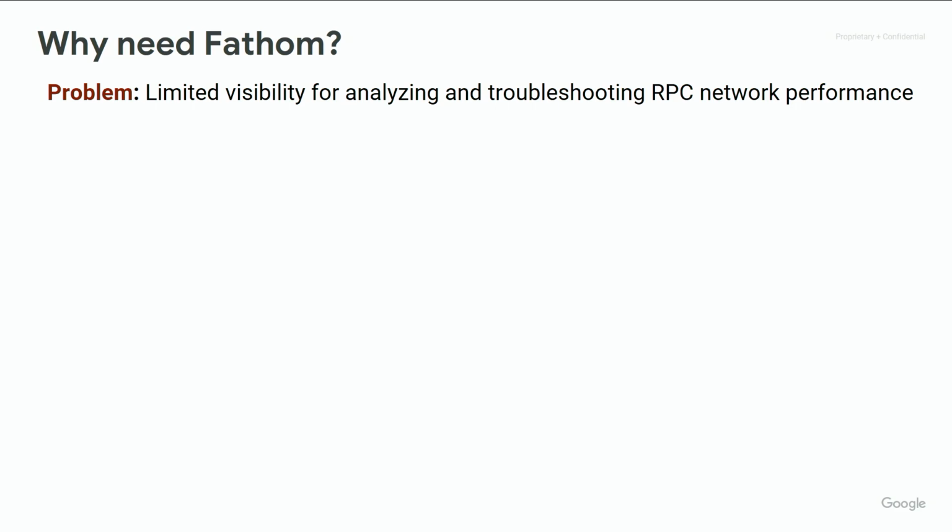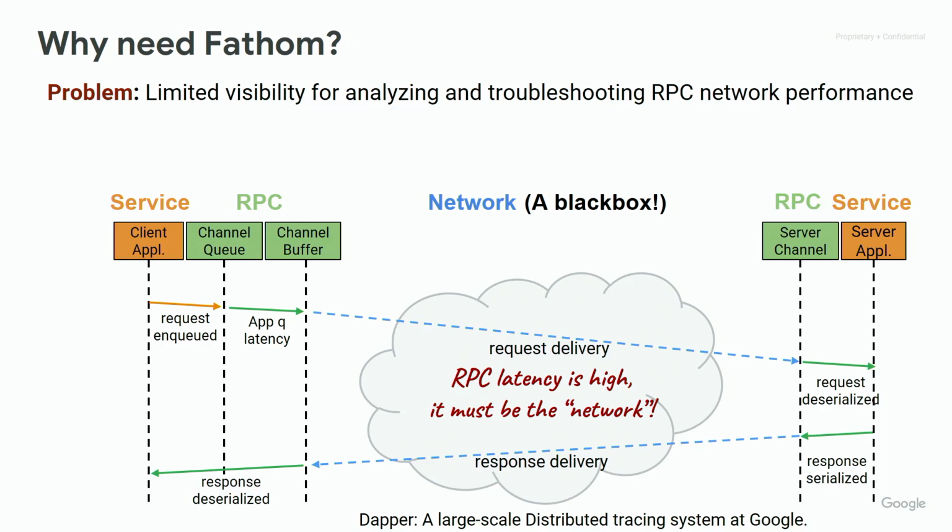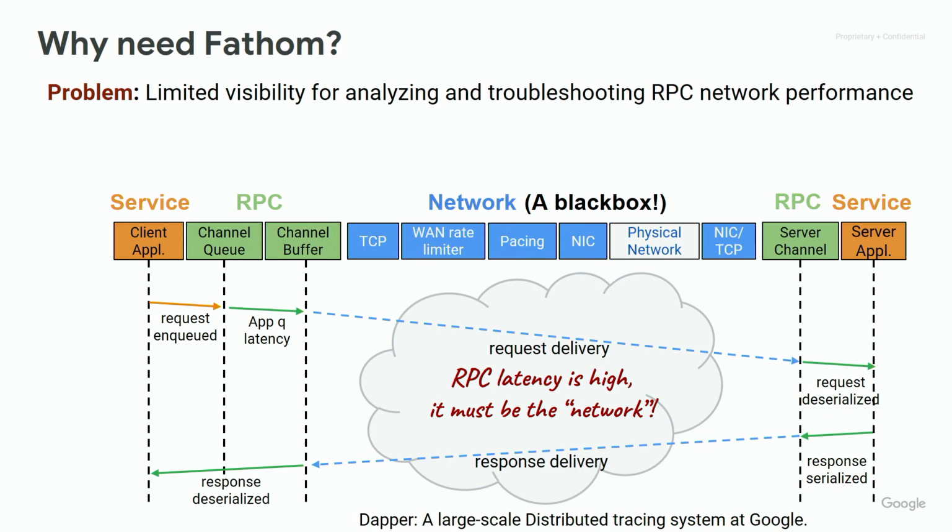So to illustrate this limitation, let's consider Google's large-scale distributed tracing system, Dapper. Dapper treats the network as a black box, and the time spent in the network is calculated from when the request is issued at the client until the response is received from the server. So unfortunately, this simplified view often attributes high RPC latencies to the network, disregarding the fact that there are many other critical layers within the network stacks, including TCP, the rate limiter, the pacing, and link. And each of those layers is actually very critical for determining RPC's network performance.